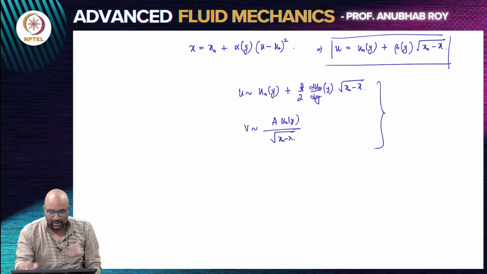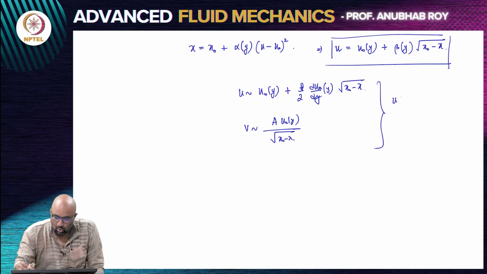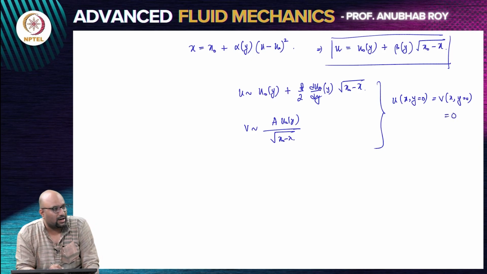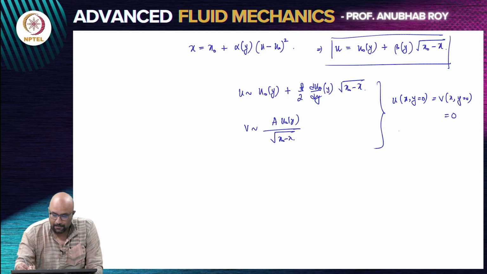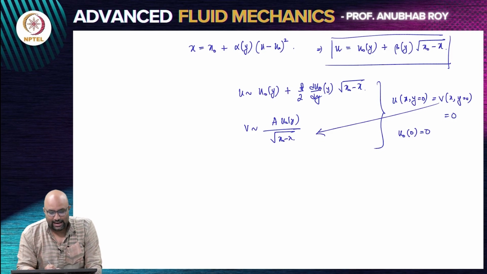Now, irrespective of everything that we do, u at all values of x for y equal to 0 and v for all values of x at y equals 0 should be, what should be the value? 0. No slip, no penetration cannot be violated, which means if I substitute into this equation for v equal to 0, what do I get? u naught of 0 is 0. If I substitute here, I get u naught of 0 should be 0. And if I substitute it now here, what do I conclude?